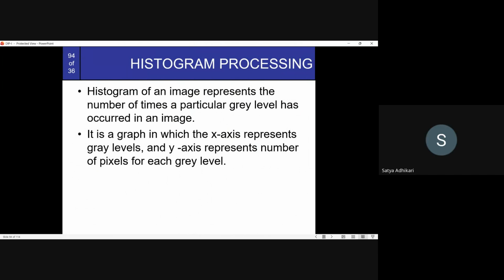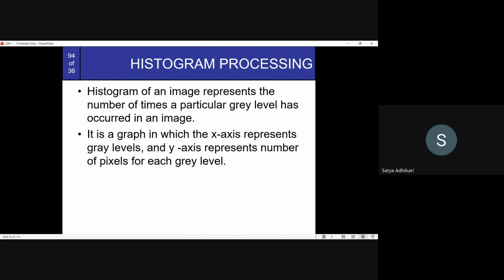Histogram processing. So you know that a histogram is a graphical structure which contains some rectangular graphs to represent data. That is called a histogram, and it is used in image processing. The histogram of an image represents the number of times a particular gray level has occurred in an image. That is, you can tell it is frequency: how many times a particular gray level value occurs in an image.